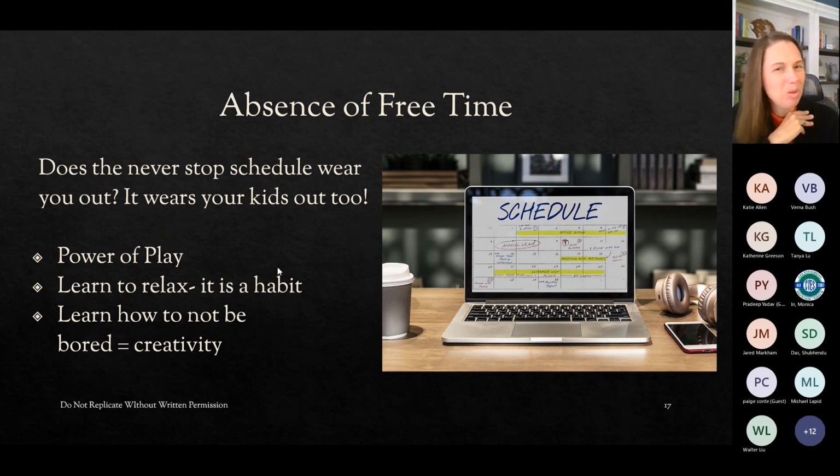Also, children need to learn how to be bored. That's a really important skill, because if a child doesn't ever learn how to be bored, when they become an older adolescent, when they go to college, they're going to constantly be filling themselves with stuff rather than just taking downtime. And so it'll teach them how to be a very anxious adult later.